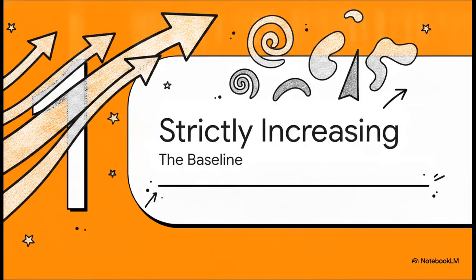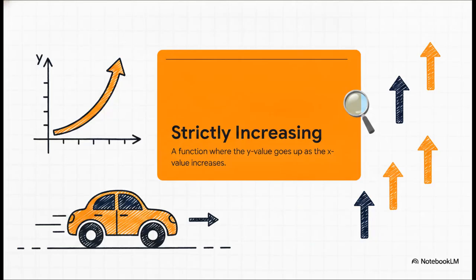All right, starting things off with section 1, defining strictly increasing functions, our baseline. So a strictly increasing function is basically just a mathematical function where the y value consistently goes up as the x value increases across a given domain. For this explainer, we're exclusively looking at scenarios where there's constant forward momentum. Think of it like a car that is always in drive. The position is always increasing, and the car literally never goes in reverse.